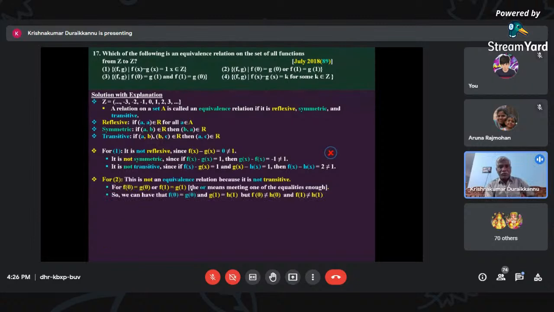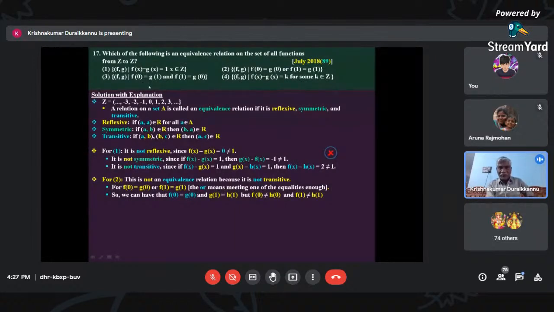Then for option 2, here f of 0, g of 0, or f of 1, g of 1, which is nothing but identical. No problem, so reflexive is good. Meeting any one of the equalities is enough; we can have either or. We can have f of 0, g of 0, and f of 1, g of 1, but f of 0 and h of 0, and f of 1 and h of 1, because both are identical. That is the relation.